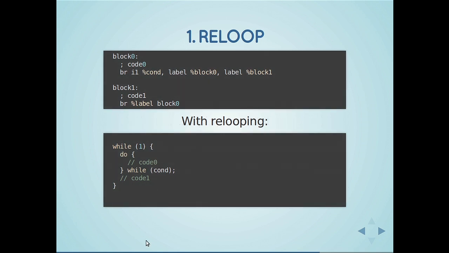The relooper will emit the following code. It's pretty easy to see that this is the correct thing. We'll execute code 0 while the condition is true, which is exactly what the basic blocks tell us. We'll then execute code 1 and go right back to the beginning.